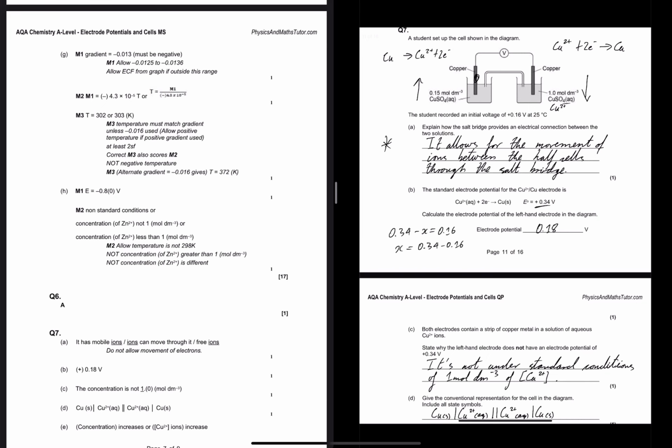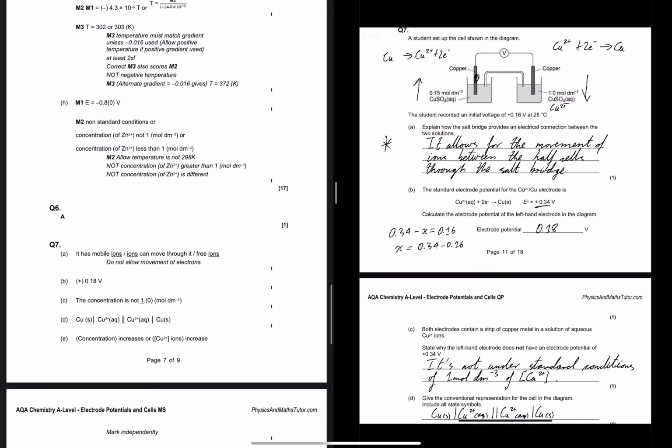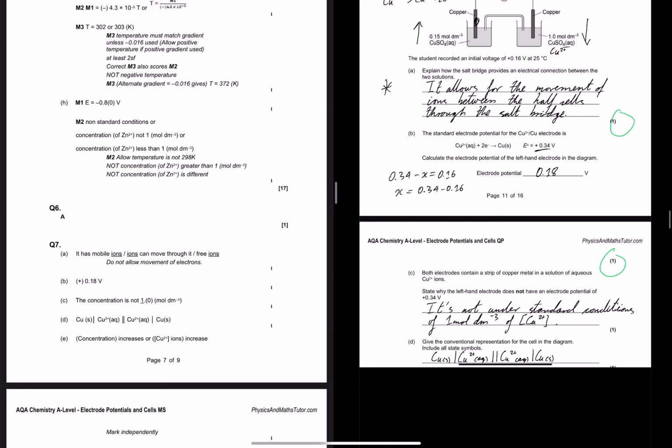0.18. What was I? 7. It has mobile ions. Ions can move through it. It allows for the movement of ions between the half cells through the salt bridge. That's definitely a mark. 0.18 volts. Yes, that's definitely a mark. It's not understanding the conditions of 1 mole per dm cubed. The concentration is not 1 mole per dm cubed.